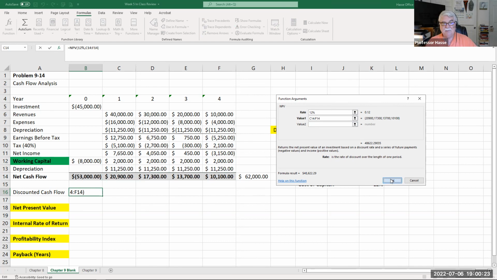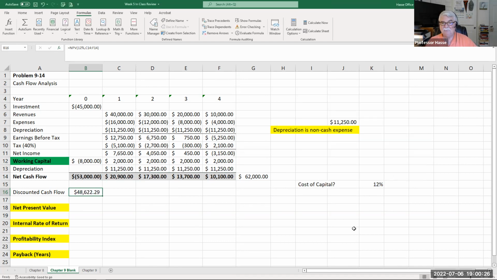We hit OK. Uh-oh, I smell a rat. Our discounted cash flow is only $48,622.29. That means our net present value, which is the difference between the investment and the discounted cash flow, we get to see our first loser, negative net present value. At this high interest rate and these amount of income, expenses, taxes, project cash flows, we're losing money.